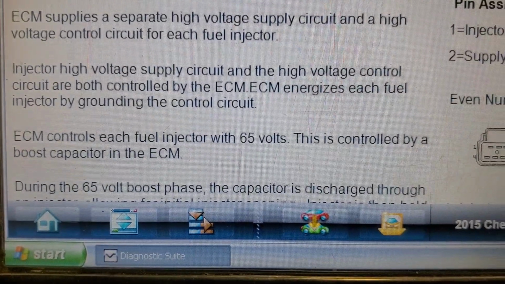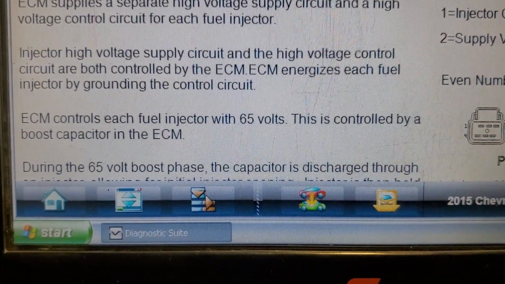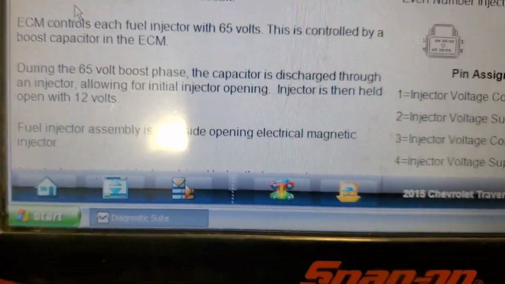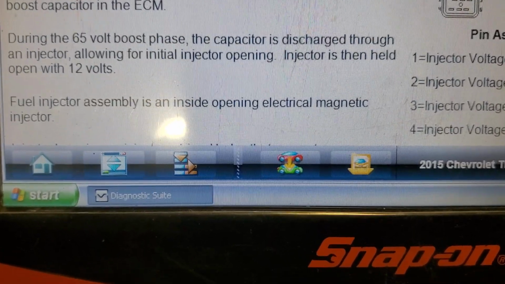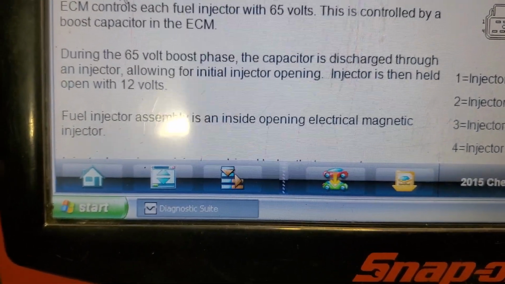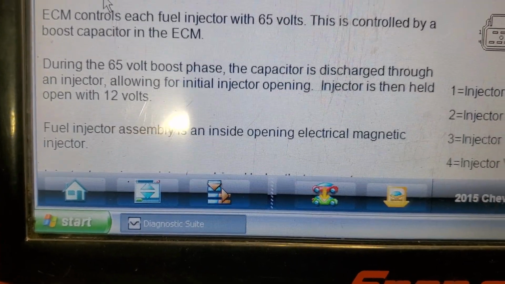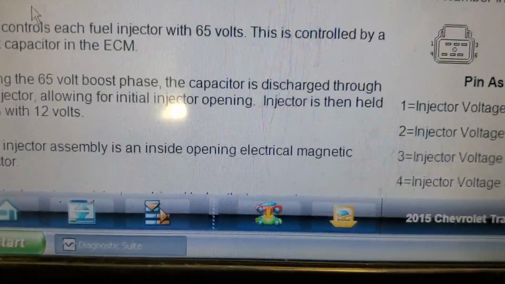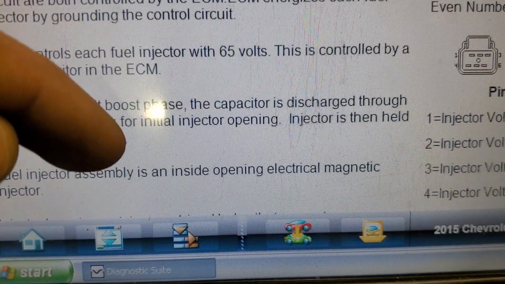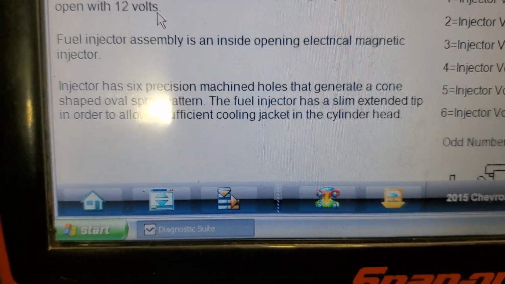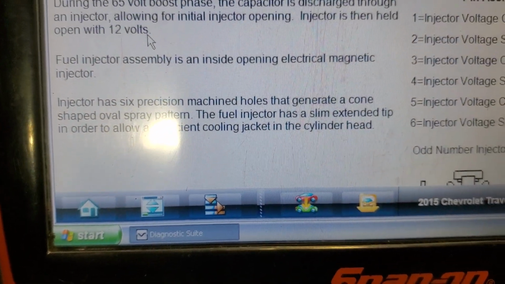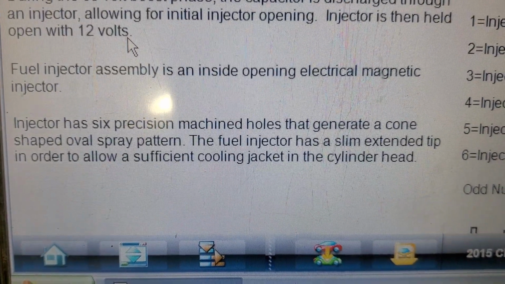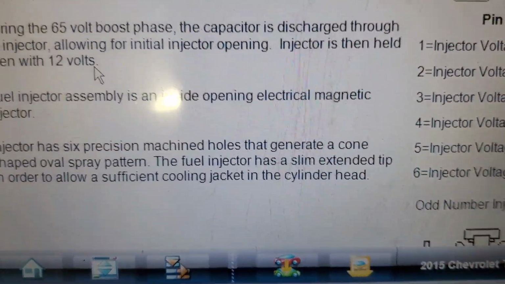ECM controls each fuel injector with 65 volts. This is controlled by a boost capacitor in the ECM. During the 65 volt boost phase, the capacitor is discharged through an injector, allowing for initial injector opening. The injector is then held open with 12 volts. The fuel injector assembly is an inside-opening electromagnetic injector. The injector has 6 precision machined holes that generate a cone-shaped oval spray pattern. The fuel injector has a slim extended tip in order to allow sufficient cooling jacket in the cylinder head.